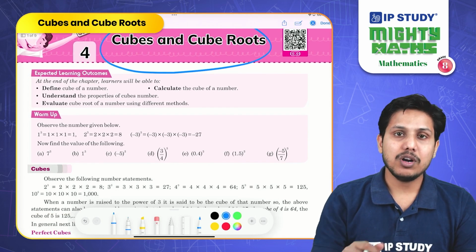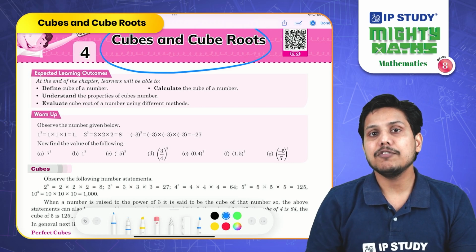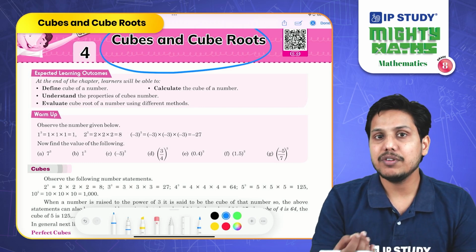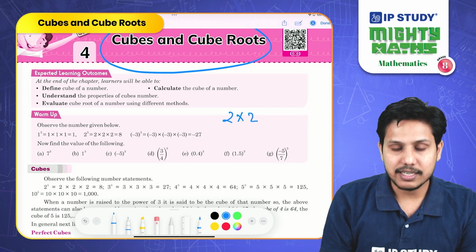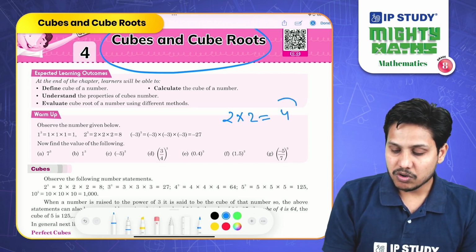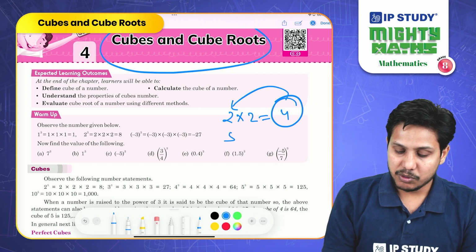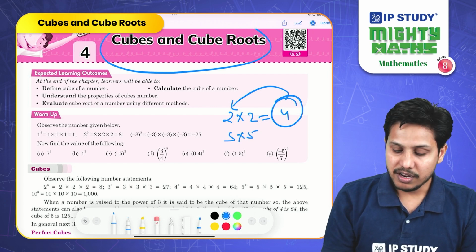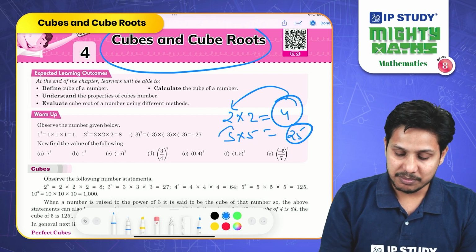Now students, what are cubes and cube roots? We have already understood the meaning of squares and square roots in our previous chapter, where we multiply a number by itself and get a number which is called the square of the number that we are using. For example, if we multiply 5 with itself, the number obtained, that is 25, is the square of the number 5.